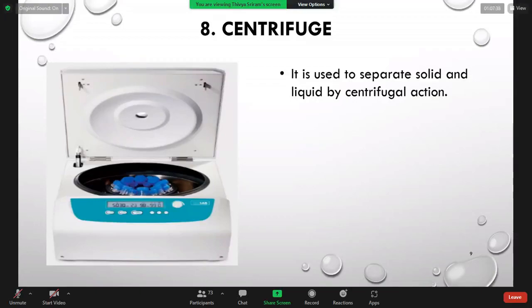After that, we have to close it and set the time as well as the speed, the RPM, rotation per minute. After the particular time, we can collect the sample from the centrifuge. At that time, you can see the separated liquid as well as the solid. The solid will be in the bottom position of the test tube and the liquid part will be in the upper position.